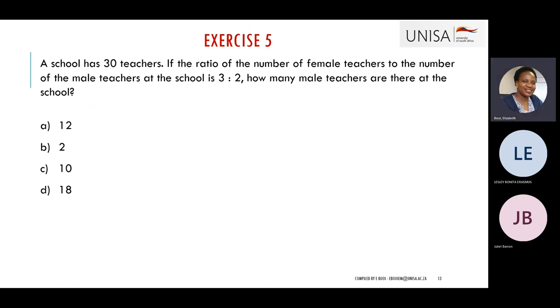A school has 30 teachers. If the ratio of the number of female teachers to the number of males at the school is 3:2, how many male teachers are there at the school?